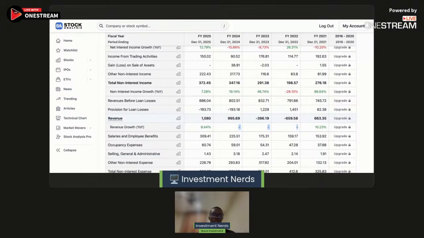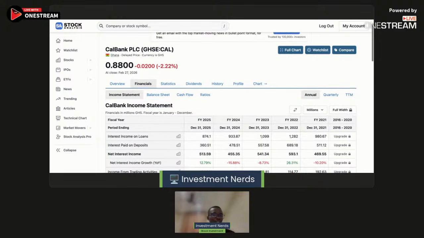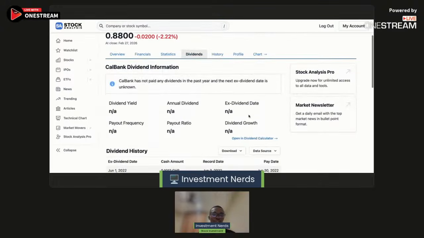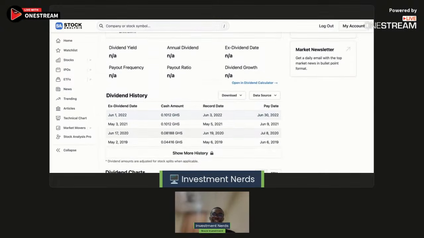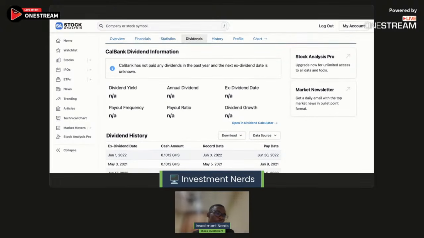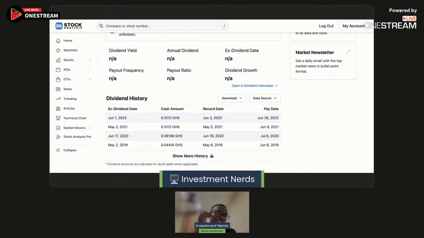I hope this explains some basic things to you. You check a stock, find out. Now let's go to Car Bank dividend. Somebody was asking me last time, when will Car Bank pay dividend? Look at the last time they paid dividend. When was that? 2022.